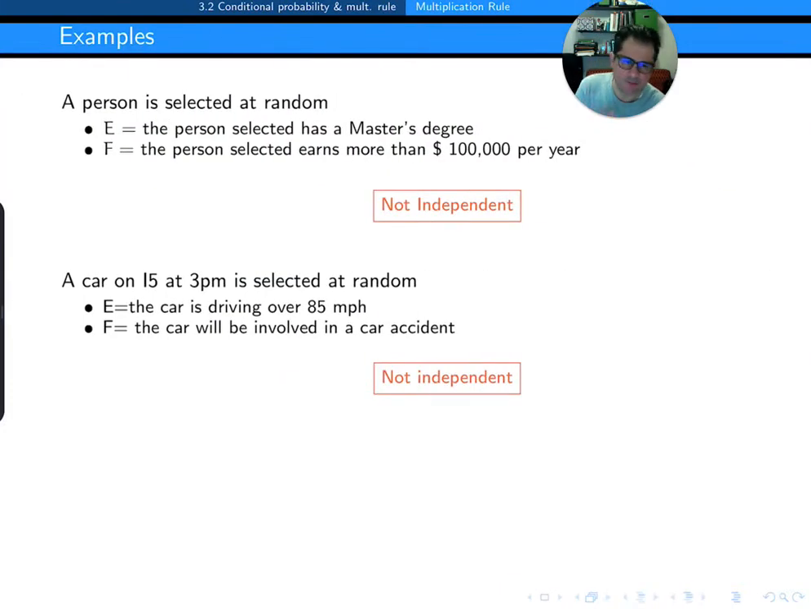My second example is written very simply. Pretend you select a car at random from I-5. You're on a bridge, or you see a camera or something, and you follow a car going over 85 miles per hour. It's written that you select the car at random, then the event E is that the car you selected is going 85 miles per hour, and the event F is that the car will be involved in a car accident. Knowing that it was going 85 miles per hour will increase the probability of being in a car accident. So these events are not independent.